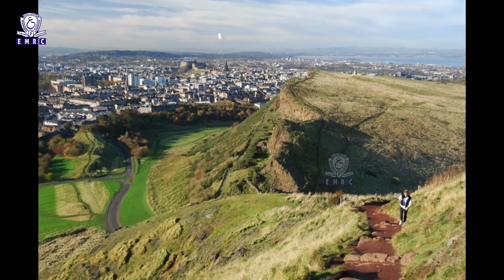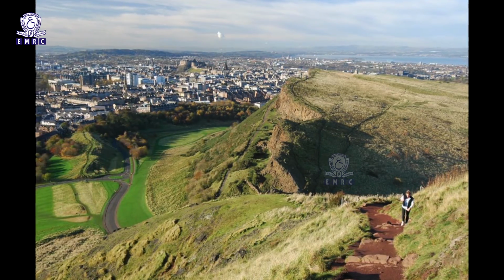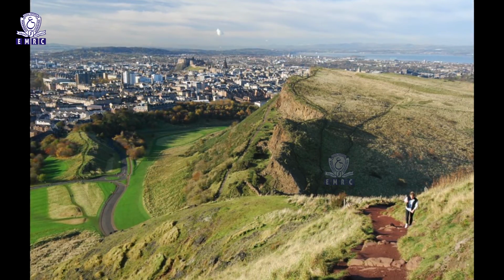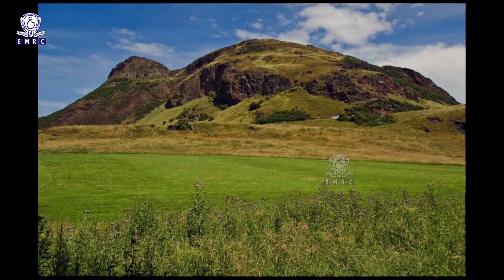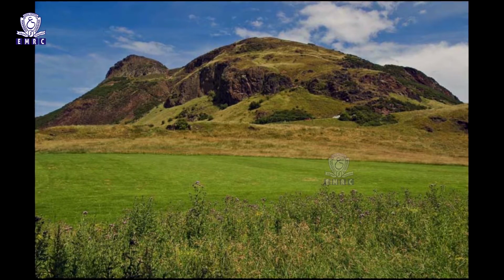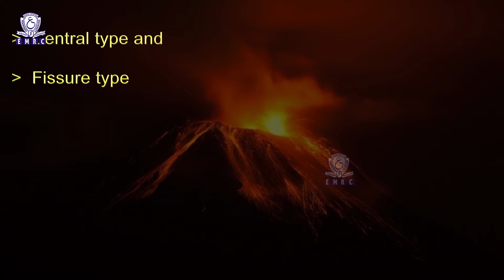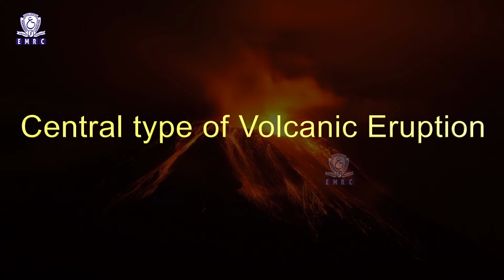The volcanic cones of the extinct volcanoes may be highly eroded, and sometimes the cone may have totally disappeared. For example, Arthur's Seat in Edinburgh, Scotland. On the basis of mode of eruption, volcanoes are classified into 2 types: central type and fissure type. Central type of volcanic eruption.